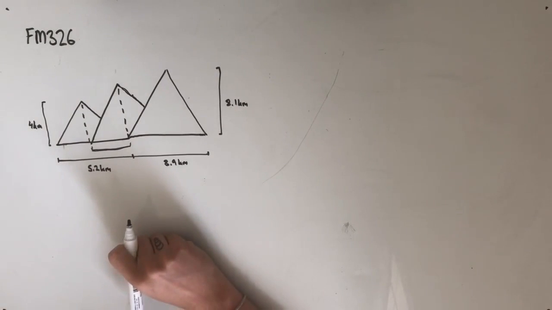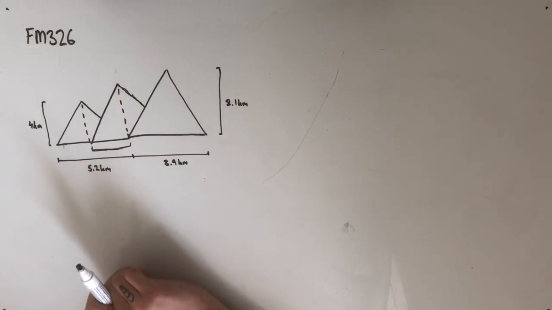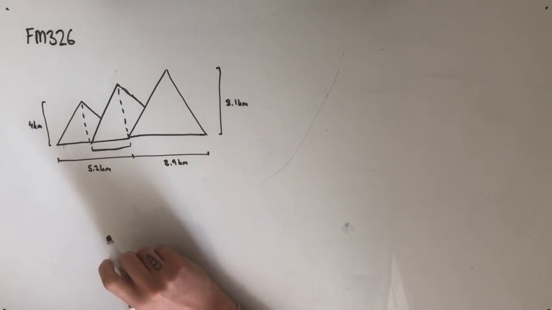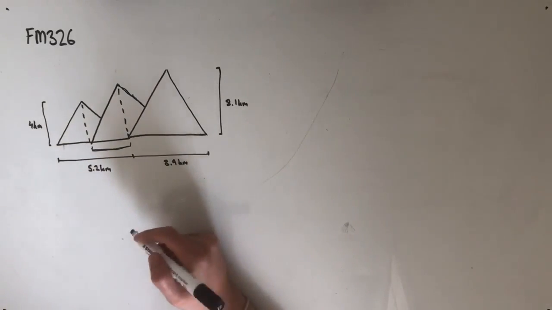This question reads, three similar mountains are represented in the figure below, and then we're given a little diagram that looks like this. It then goes on to say, mountaineer Micah wants to work out the height of the middle mountain so he knows how high he needs to climb. The height of the middle mountain in kilometers is closest to what?